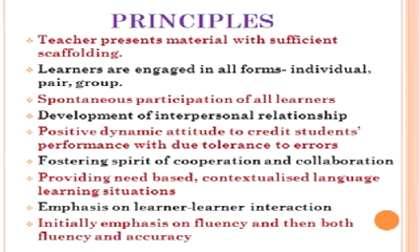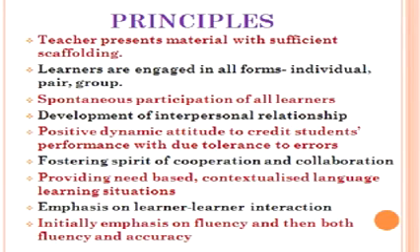And the fourth principle is development of interpersonal relationship. For cognitive competence in the classroom, interpersonal relationship is a vital one. This interpersonal relationship may be between the teacher and students and also among the students. Next is a positive dynamic attitude to credit students' performance with due tolerance to errors. This means if a student does good work, he should be given the credit, but his errors should also not be overlooked. Next comes fostering a spirit of cooperation and collaboration. This cooperation and collaboration must be among the students and also among the teachers.